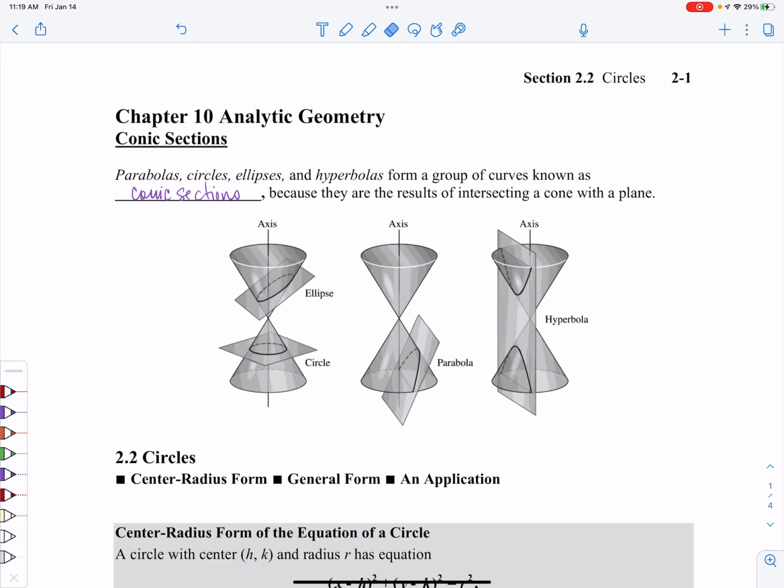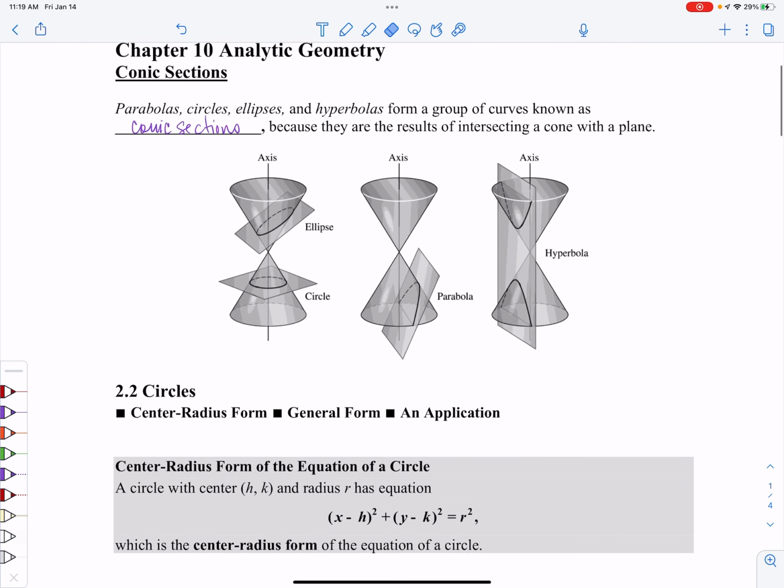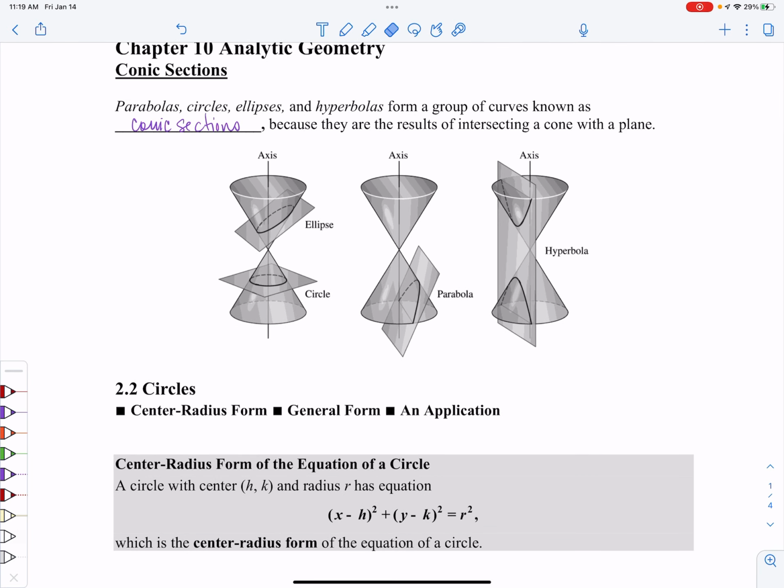Hey folks, this is video number 2 in this section. We're calling it section 2.2, or you could call it section 10.0, because it's the first section that we're doing in chapter 10.